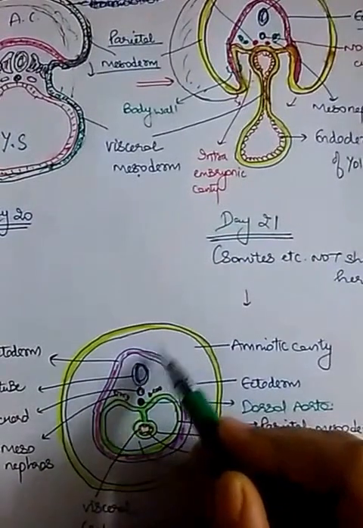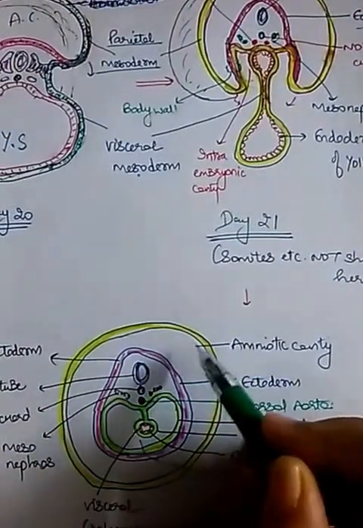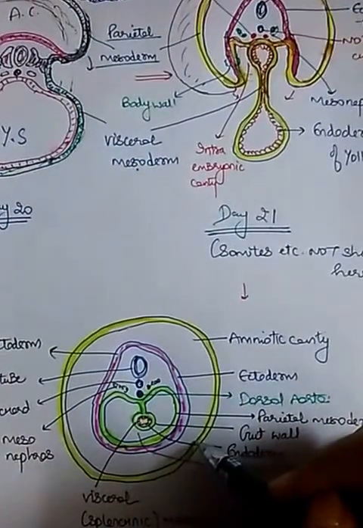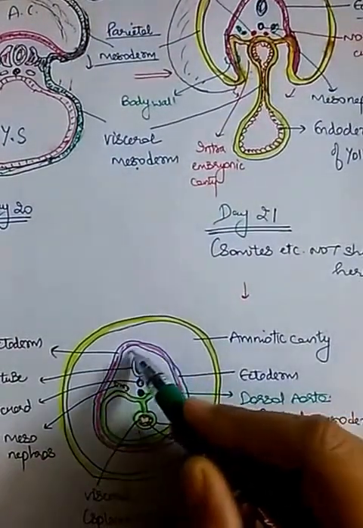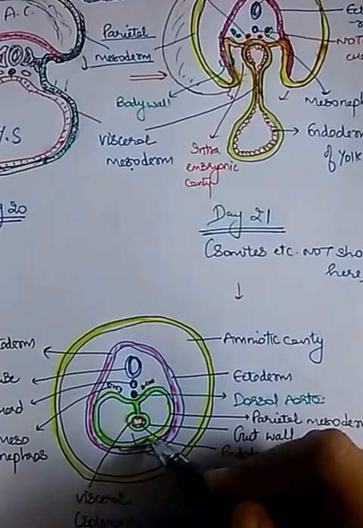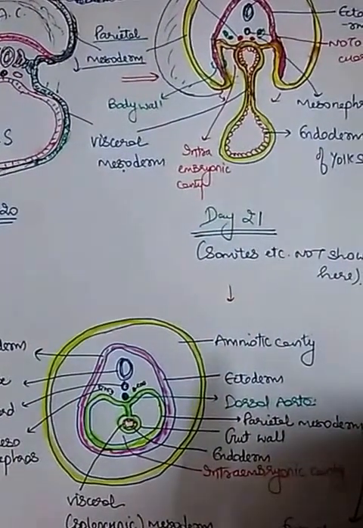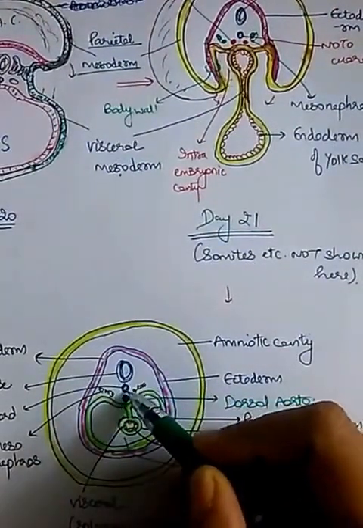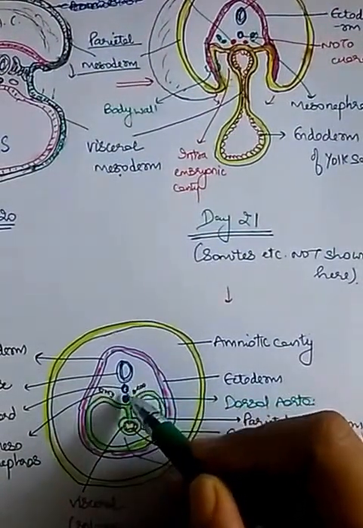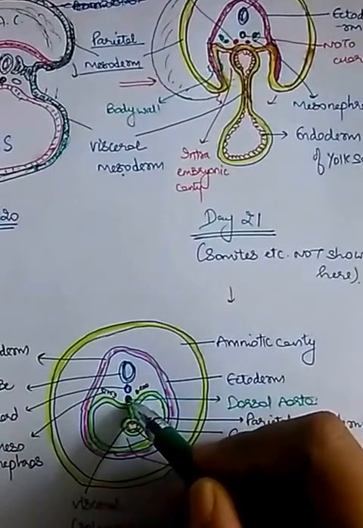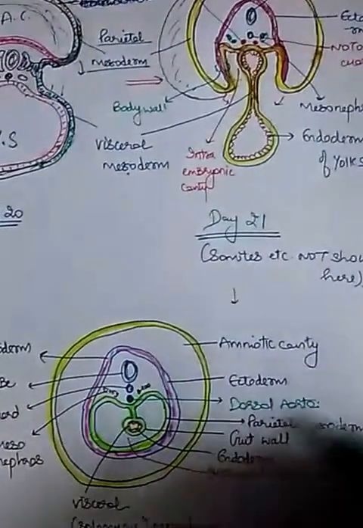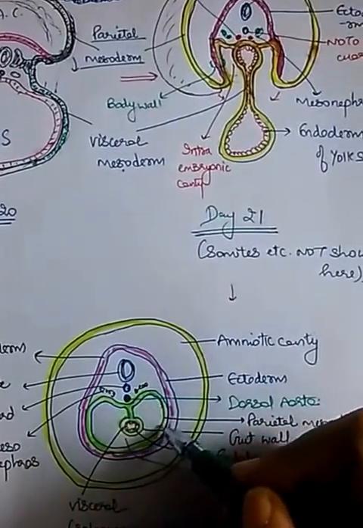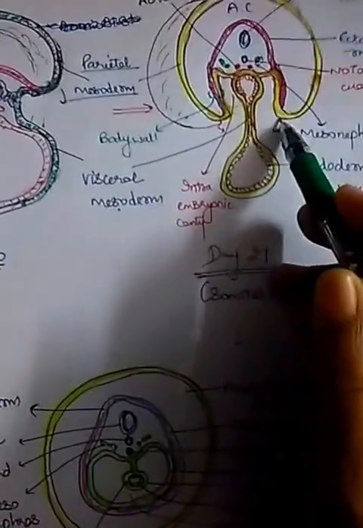Again, this whole thing is the amniotic cavity surrounded by the parietal layer of mesoderm. This is the ectoderm, this is the neural tube, notochord. This is the dorsal aorta, dorsal aorta primordium you can say. And this thing has become like this.